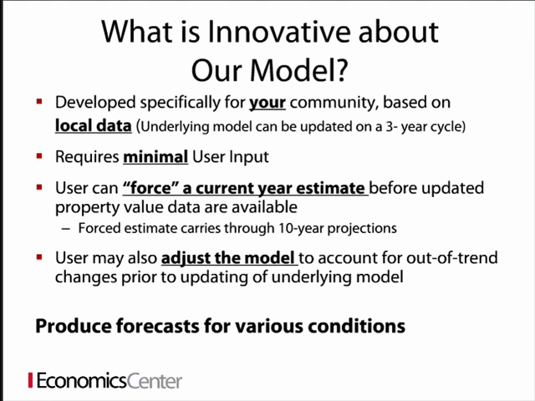The second source of flexibility in the model is an adjustment factor, and we'll go through an example of what that is later in the presentation. And you can use this to account for some out-of-trend changes that occur prior to updating the underlying variables in the model or recalibrating the model. And these 2 characteristics of the model allow the user to produce forecasts for a variety of conditions.